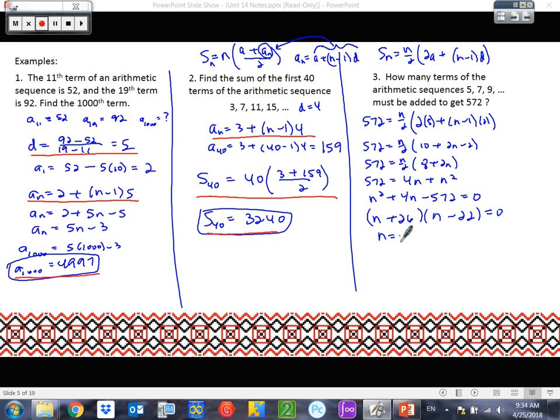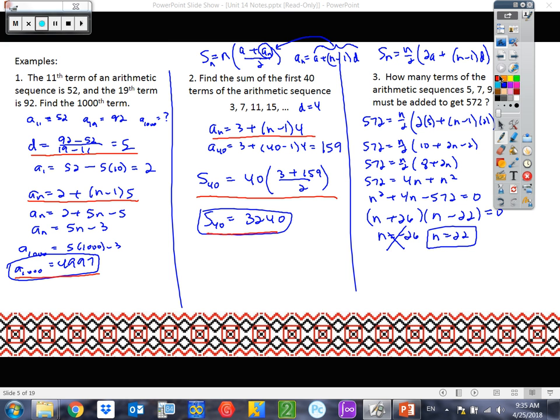So n is going to be negative 26, or n is going to be 22. Well, let's think about those numbers for a second. What do we know about n? n can't be negative. It is not possible to be negative. It has to be positive. So this is basically extraneous. I don't need that, right? It's n equals 22. Well, let's talk about the work on here.